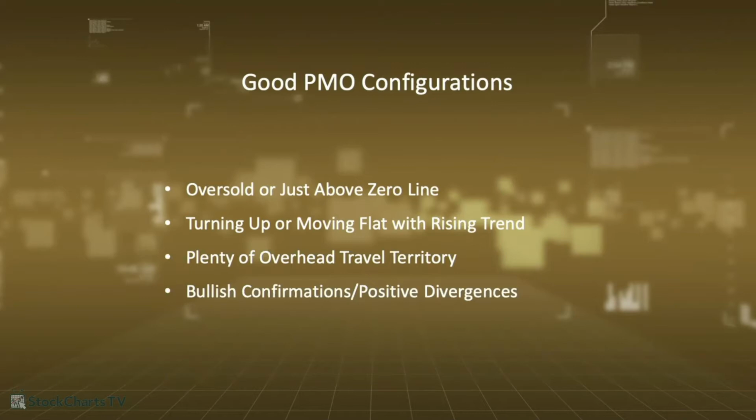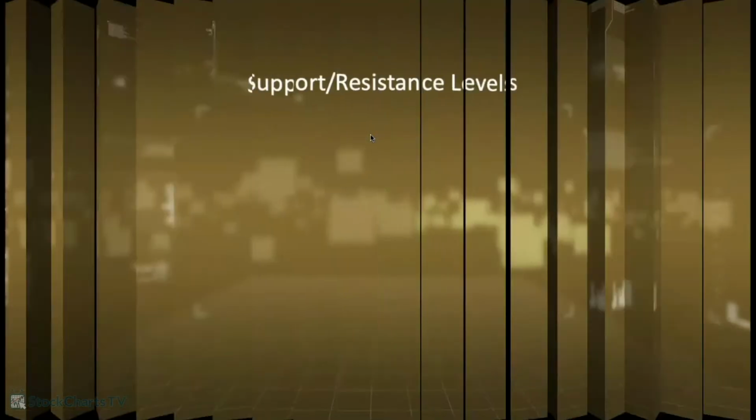I like to look for bullish confirmations or positive divergences with the PMO, but I don't put as much emphasis on divergences with the PMO. It's just a personal preference. You can do it. I just find that certain divergences on the PMO don't always mean what you think they should mean. I think confirmations, honestly, are a little bit more positive at this point, rather than looking for divergences. I want to see rising bottoms on the PMO and rising bottoms on price.